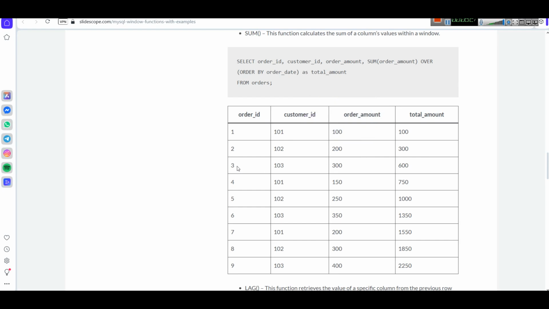Then in the third row, order amount is 300. So 300 plus 200 plus 100, 600. This is how this running total is calculated. You can write order ID also. You can write customer ID also. Whatever you want to write.